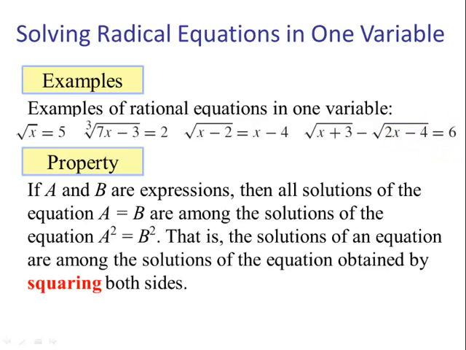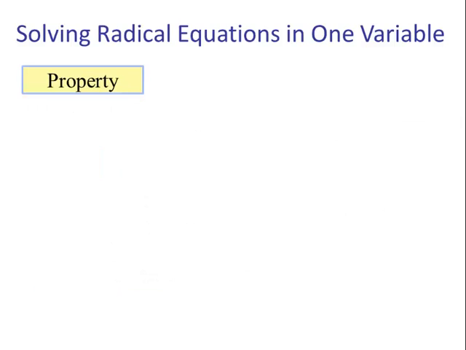Property: if a and b are expressions, then all the solutions of the equation a equals b are among the solutions of the equation a squared equals b squared. That is, the solutions of an equation are among the solutions of the equation obtained by squaring both sides. This is how we will eliminate the square root: we will square.